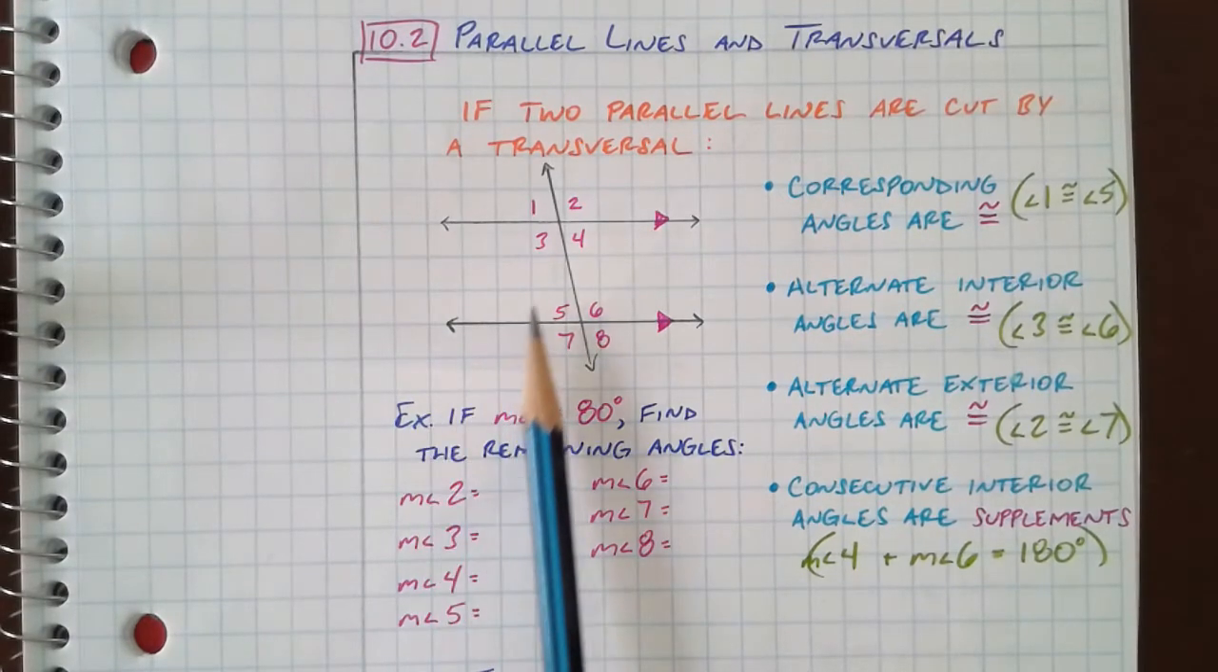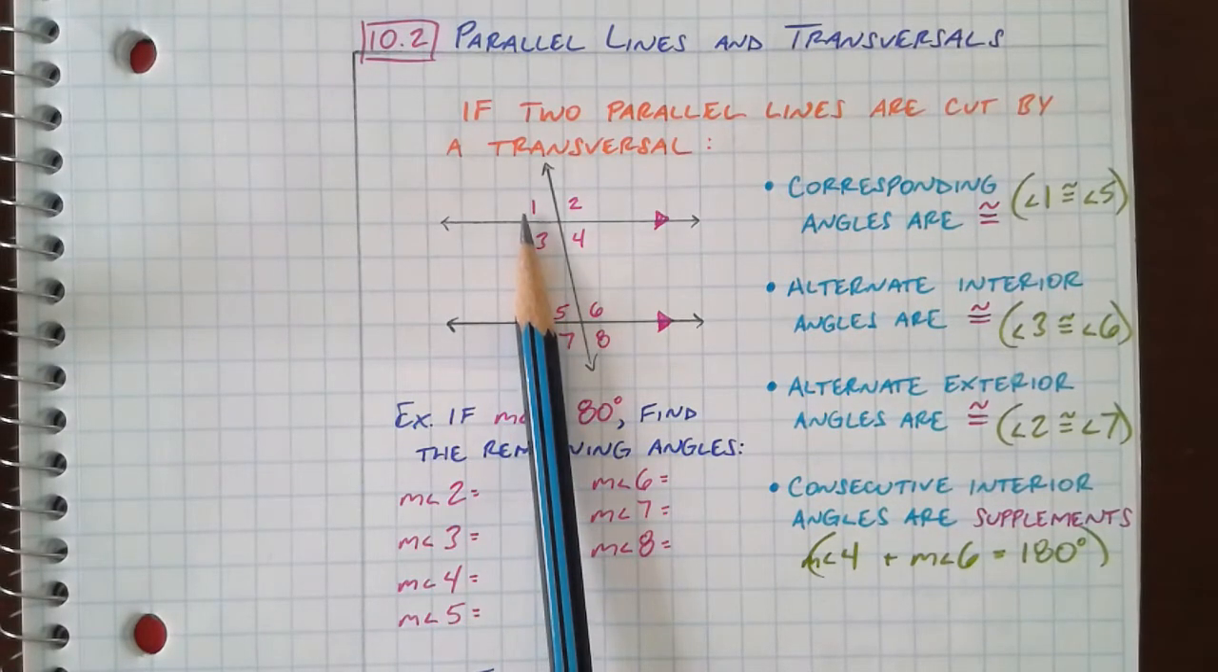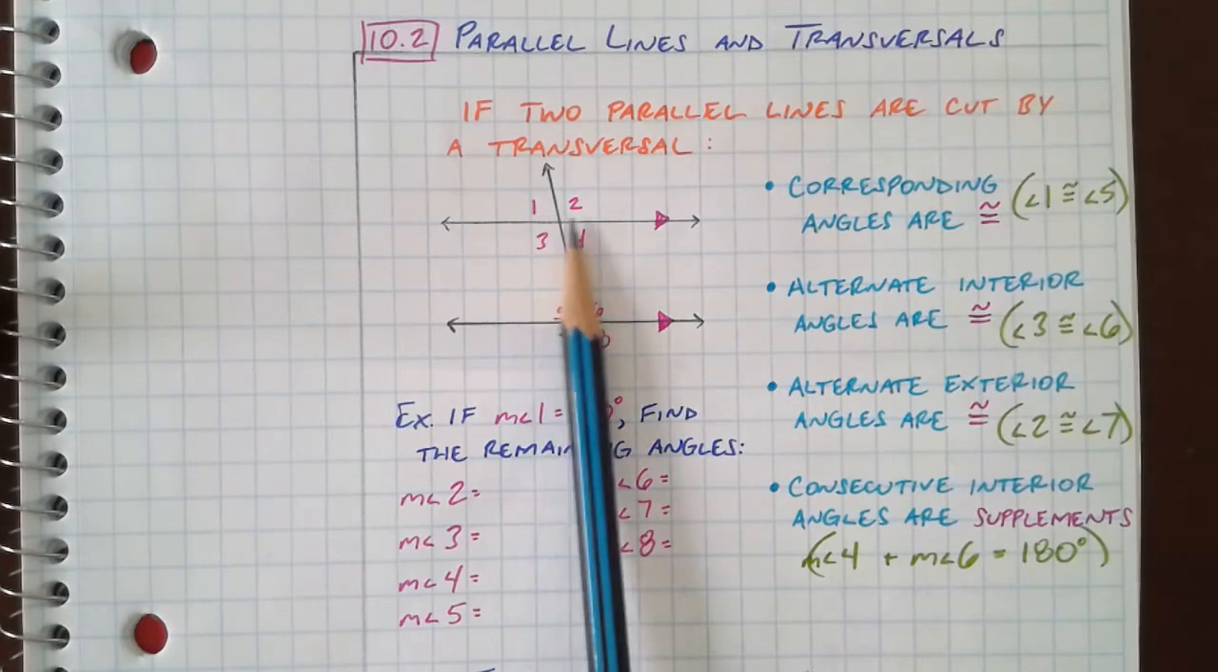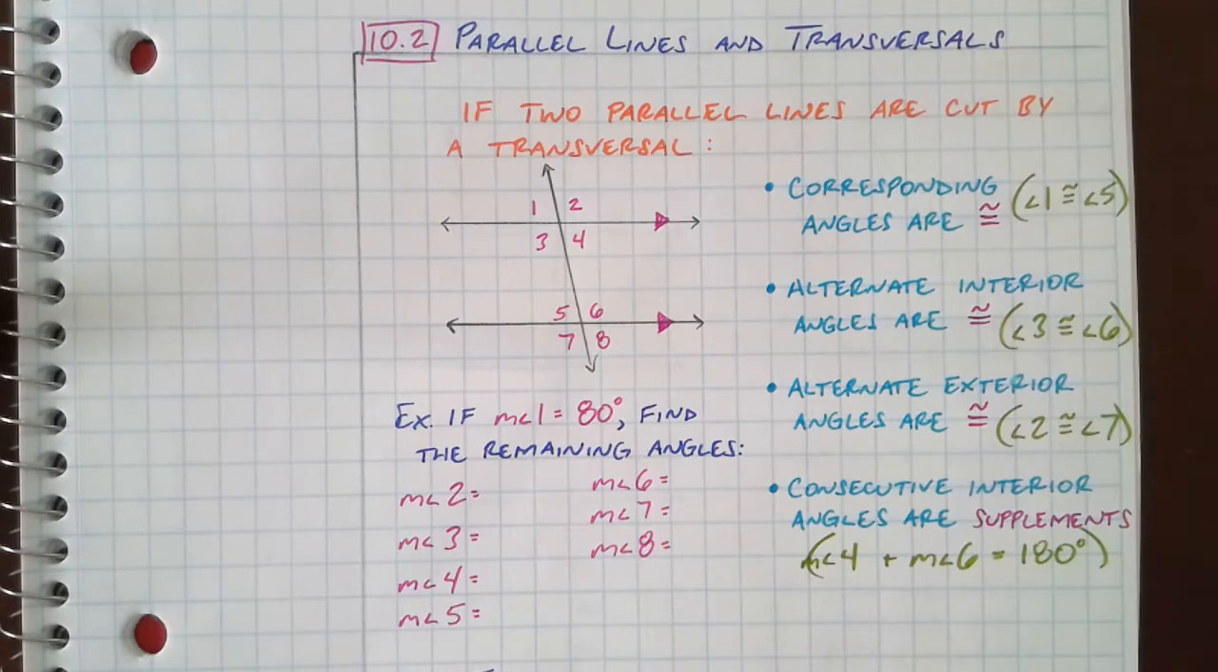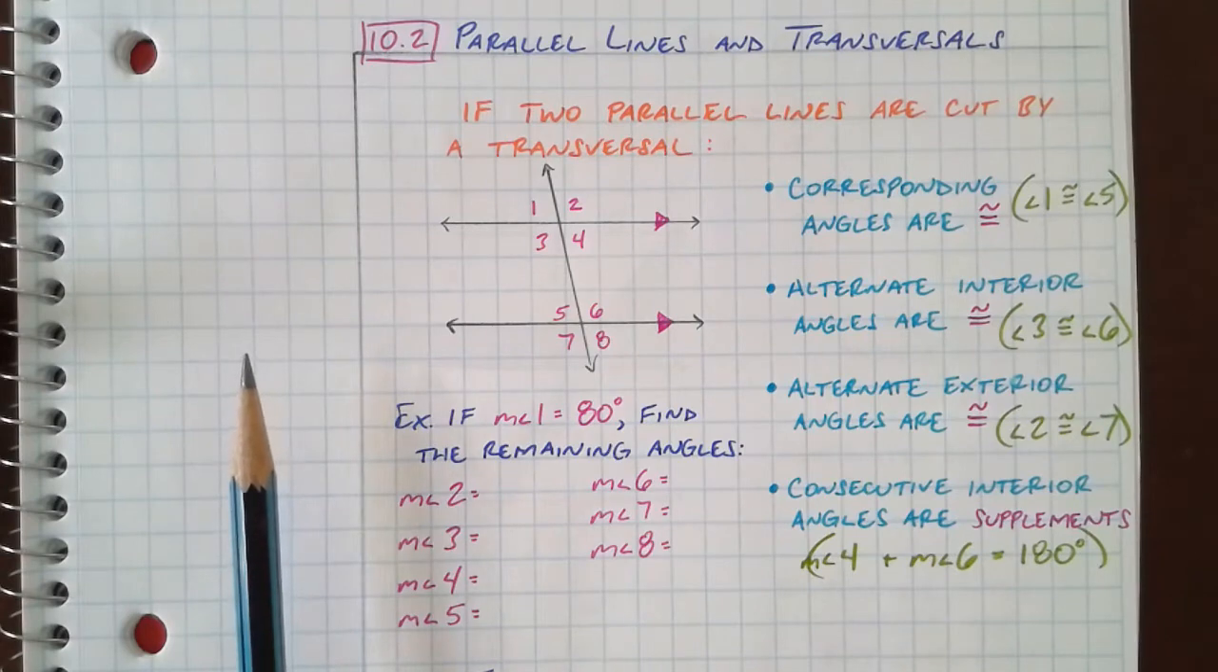If in this diagram, angle 1, you were told the measures 80 degrees, we can actually use that information to find all the rest of the angles. And here's how. So in your margin, make sure you write down these two definitions.